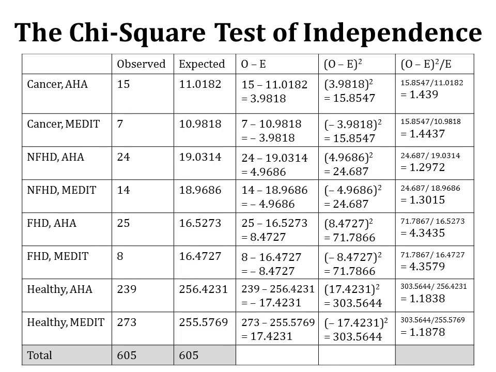So we do the calculation for every cell, and finally we are going to do the calculation for the chi-square, and chi-square is simply the sum of this fraction, which is the square of the observed and expected frequency difference divided by the expected frequency. The sum of 1.439 plus 1.4437 plus 1.2972 plus 1.3015 plus 4.3435 plus 4.3579 plus 1.1838 plus 1.1878, and the total is 16.554. So this is the value of our chi-square.